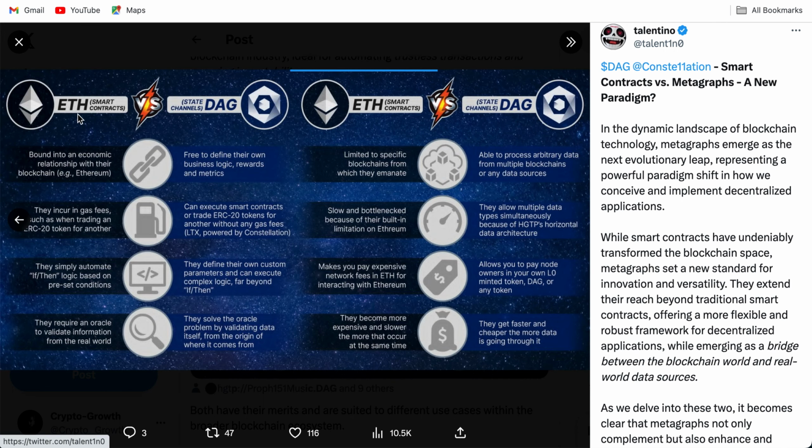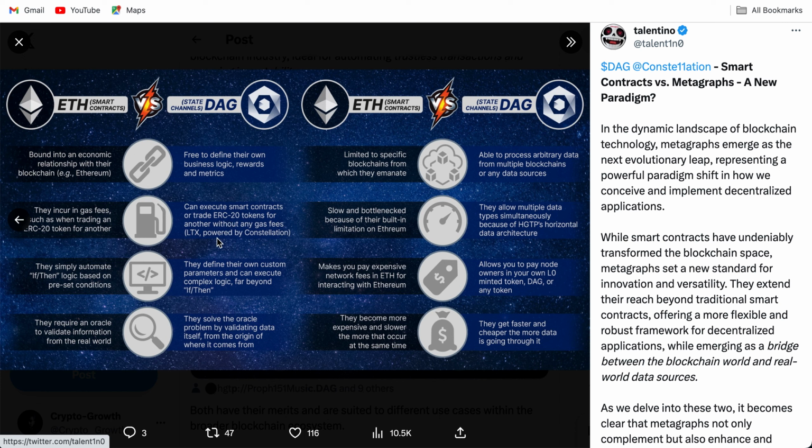Ethereum smart contracts versus state channels. DAG, the metagraphs, are basically bound into an economic relationship with their blockchain. For example, Ethereum smart contracts are free to define their own business logic, rewards, and metrics. So the smart contracts are bound with Ethereum, the blockchain. They incur gas fees, such as when trading an ERC20 token for another. Metagraphs can execute smart contracts or trade ERC20 tokens for another without any gas fees.